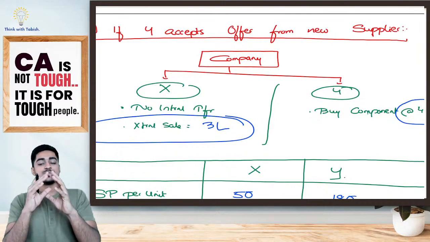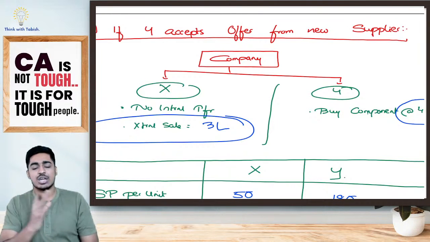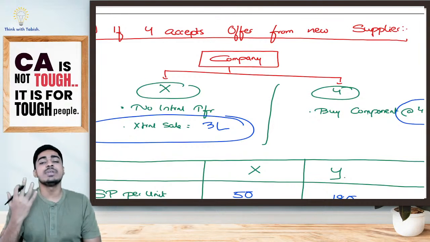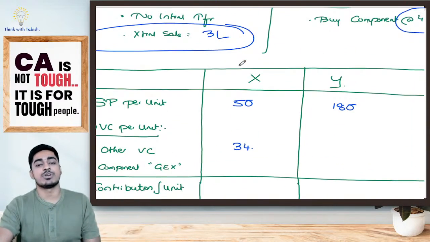So this is what is happening. X, previously, was making 2,40,000 internal transfer and 2,60,000 external sale. Now internal transfer is not there, so I will make a complete 3 lakh external sale. My capacity is still 5 lakh. Now we'll see how much profit we'll earn.